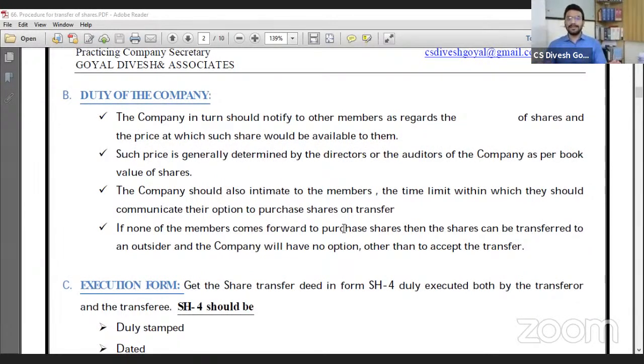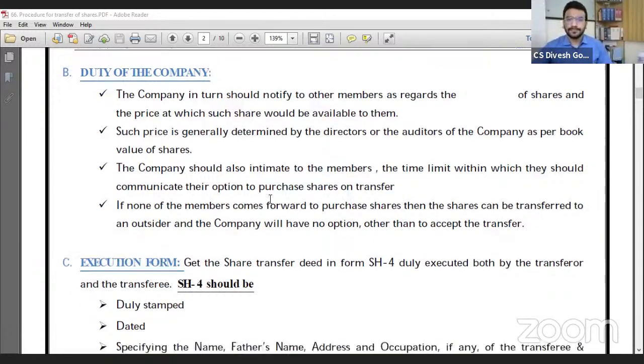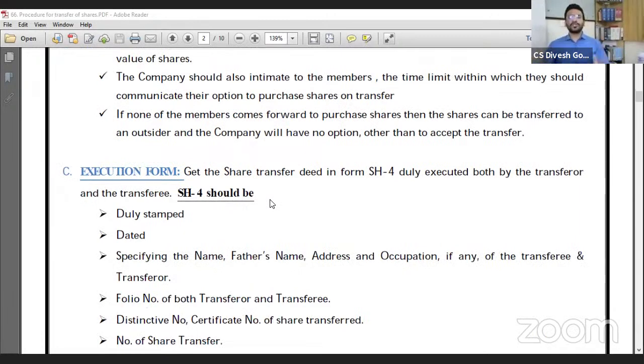If none of the existing members come forward to purchase the shares, then the shares can be transferred to the outsider, and the company will have no option other than to accept the transfer. So unless the shareholder gives an option to the company and the company gives an option to the existing shareholders, a person cannot transfer his shares directly to an outsider in the case of a private company. So they have to follow this process. If none of the existing shareholders is ready to purchase the shares, then the shareholder can transfer their shares to the outsider. For example, no shareholder accepts the offer, so he is transferring the shares to the outsider. In step 4, execution of the transfer deed.